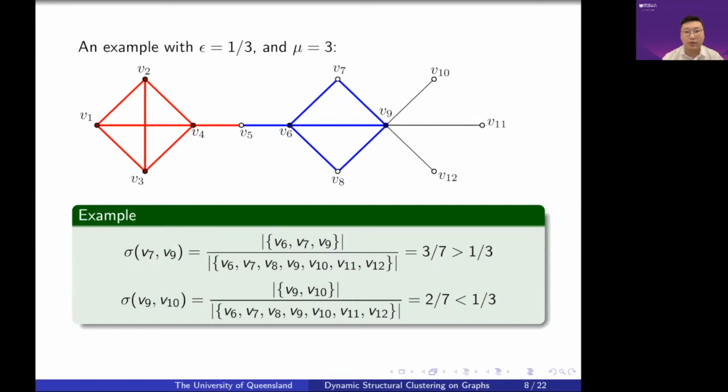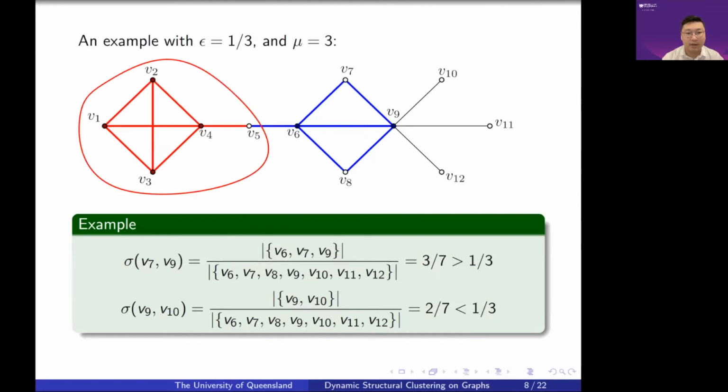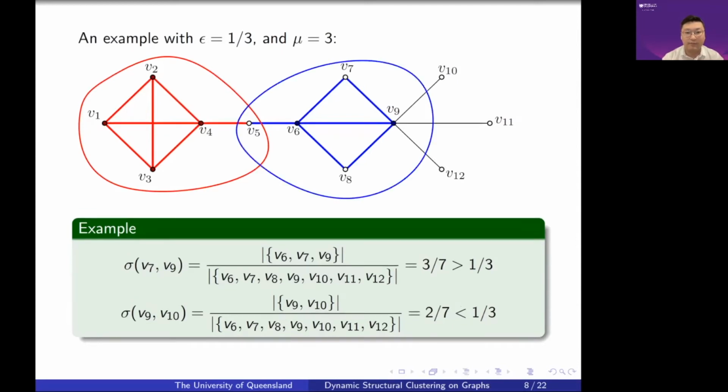To construct a structural cluster, we start with a core vertex, for example V3 here, and we include all the vertices similar to V3 in the same cluster, namely V1, V2, and V4. Since V4 is itself another core vertex, we then include all the vertices similar to V4 in this cluster, that is to say, V5. And V5 is not a core vertex, so the process terminates and we obtain one structural cluster.